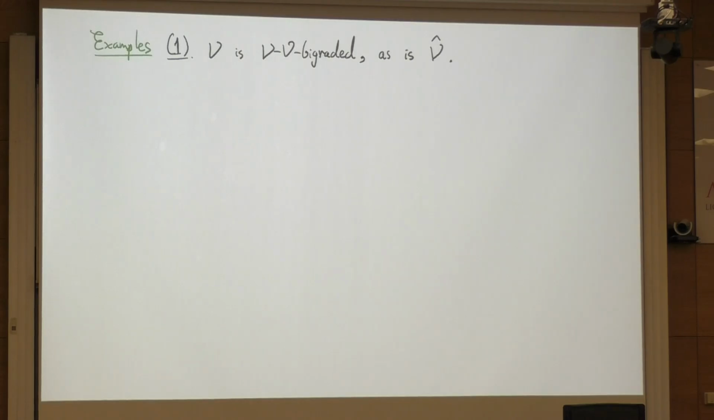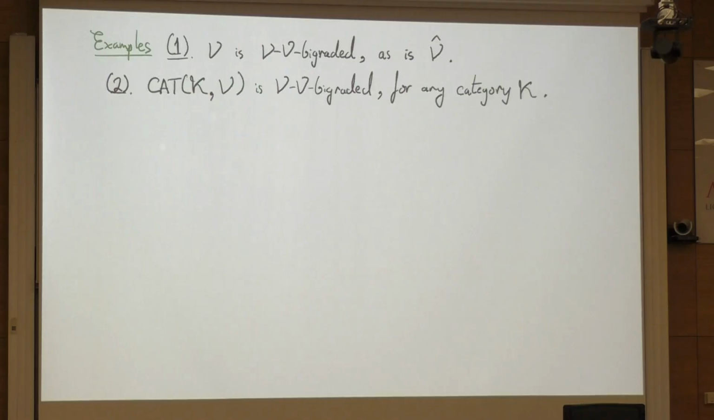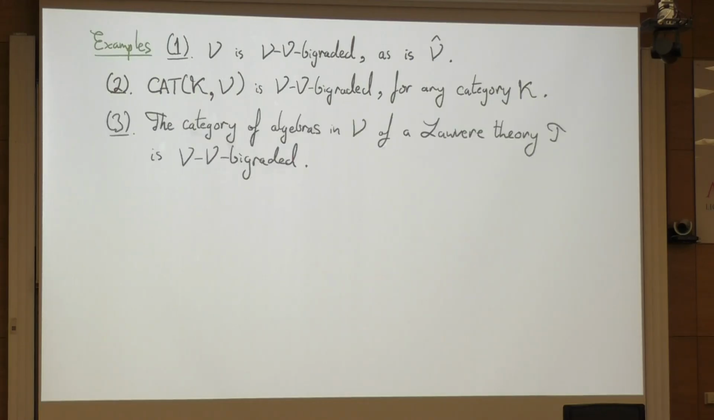Alright, so some examples of bigraded categories. So this is an important point. V is always V-W-bigraded, and also same for V hat. They're always V-W-bigraded. And then also functor categories valued in V, ordinary categories of ordinary functors valued in V, are always V-W-bigraded. And we can also pass to full subcategories of functor categories valued in V as well. So consequently the category of algebras in V of the Lawvere theory T is always V-W-bigraded.